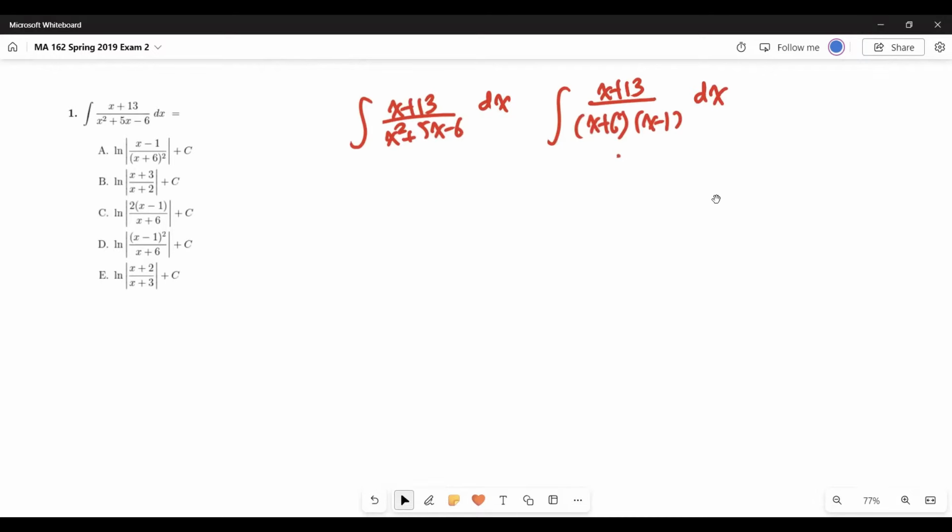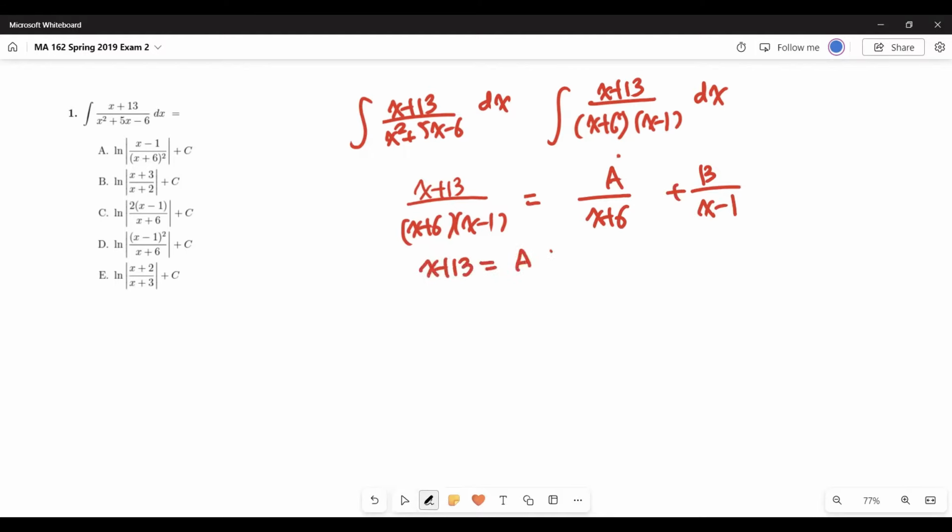So you can write (x + 13) over (x + 6)(x − 1) as A over (x + 6) plus B over (x − 1). What we're going to do is get rid of the denominator. We multiply (x + 6)(x − 1) on both sides, and this becomes x + 13 equals A(x − 1) plus B(x + 6). And we're going to put in values of x and find A and B.